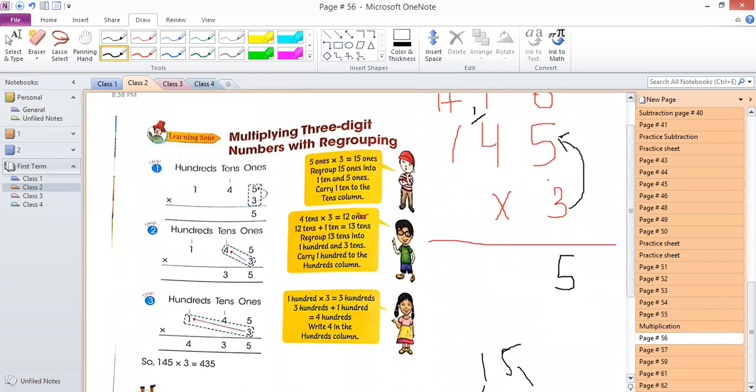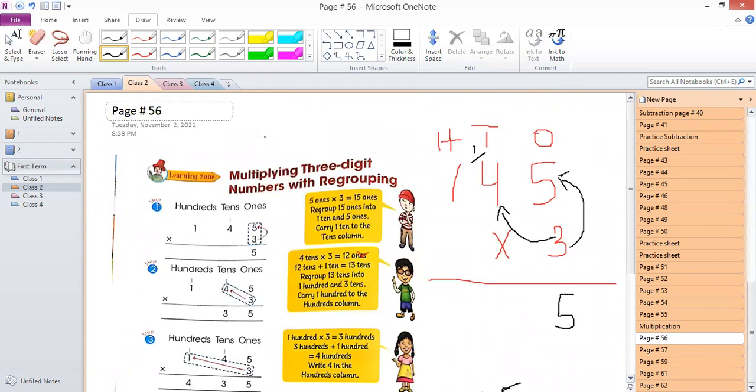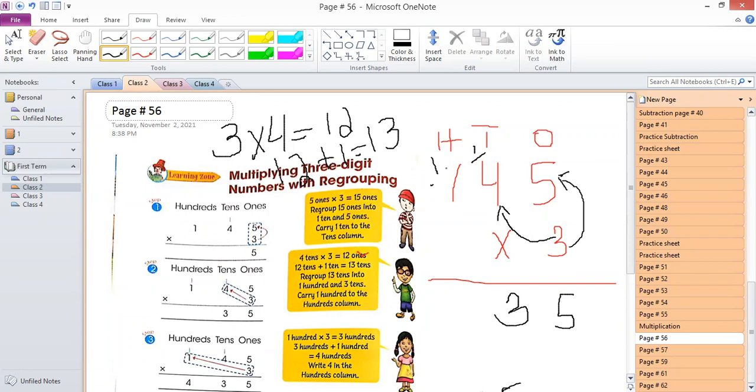Now, after multiplying 3 by the ones, you will multiply 3 by the tens. So 3 multiplied by 4 tens is equal to what? 3 by 1, 3. 3 by 2, 6. 3 by 3, 9. And 3 by 4, 12. So in 12, you will add this 1. 12 plus 1 is 13. So 3 you will write here, and 1 you will write on the hundreds. 13 tens you will regroup as 1 hundred and 3 tens.